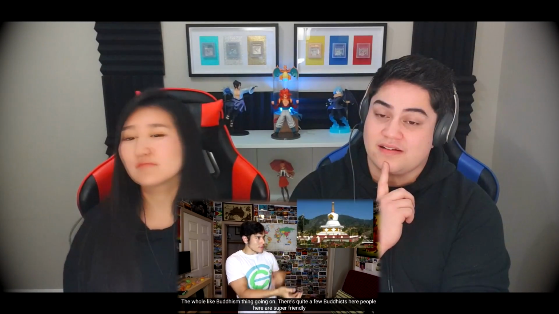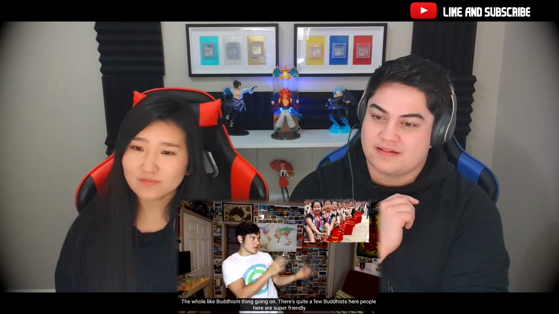Arunachal Pradesh, capital Itanagar. This is the region that's disputed with China, although it is administered by India. In order to get in as a foreigner, you will need a restricted area permit. Otherwise, culturally, it takes cues from Tibet, you know, the whole Buddhism thing going on. There's quite a few Buddhists here. People here are super friendly. They're famous for their wood carvings and their carpets.